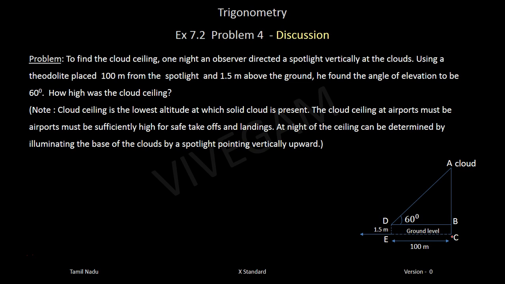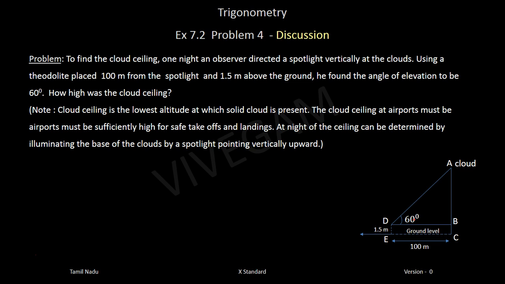You got it? So let me repeat. CE is the ground level, and A is the cloud, and B is where the spotlight is directed vertically upwards. So this light will go and hit the cloud, and using a theodolite, they are trying to find the angle of elevation. So how will they find the angle of elevation? They will first look in the horizontal direction, and that will be taken as 0. Then they will rotate it up till they are able to see the cloud, and from the angle of rotation they are able to give us the angle of elevation.